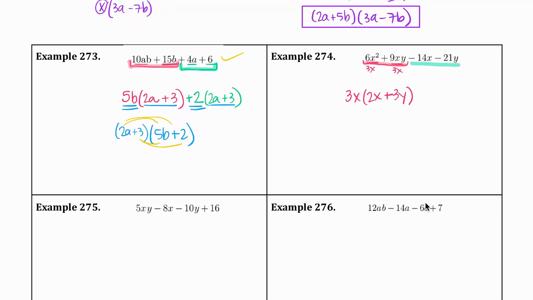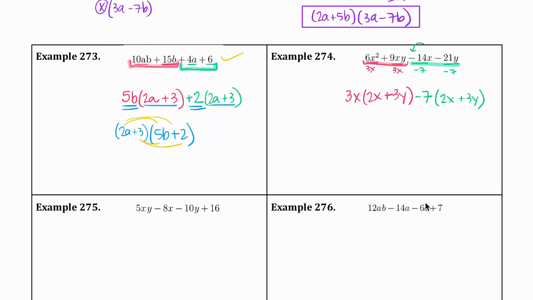Let's do the same thing with our green one. We have negative 14x, negative 21y. I can divide both of those by a negative 7. And notice because this sign was negative, I'm going to take that negative out with it. So it's like we're dividing each piece by a negative 7. And we end up with 2x plus 3y. And you'll kind of notice the pattern here.